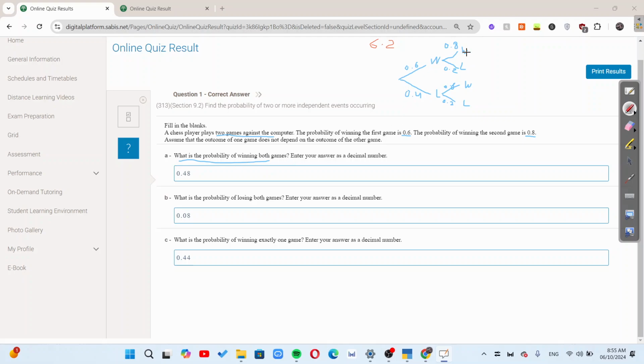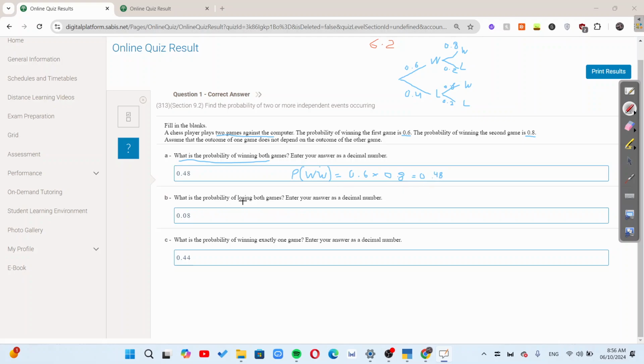So now that we drew our tree diagram, what's the probability of winning both games? What's your probability of WW? If you get it written, write it like this: probability of WW equals 0.6 times 0.8, which when you do it on your calculator, you're going to get 0.48. So that's how you get the first answer.